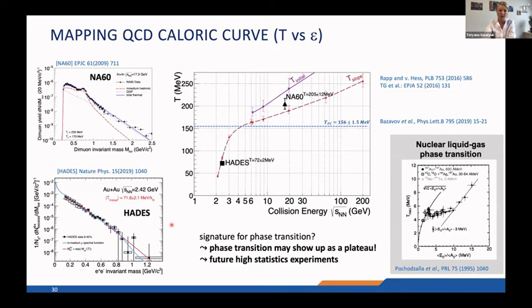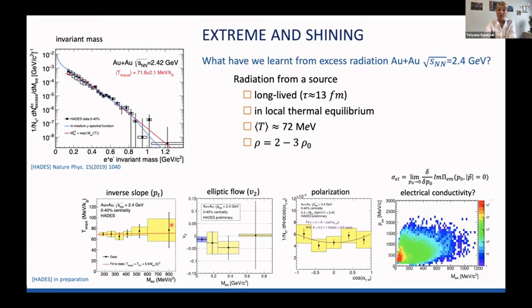To summarize, we discussed the measurement of the invariant mass and of the inverse slope parameters. We can also look at the elliptic flow and polarization of the virtual photons, and this has been done. What we also can do is extract the transport properties of the medium, meaning the electrical conductivity, by looking at the very low momentum and very low mass of the dileptons. Here we do not have measurements yet, but I only show you how low in mass and also in momentum we can go with the CIS-18 measurements.